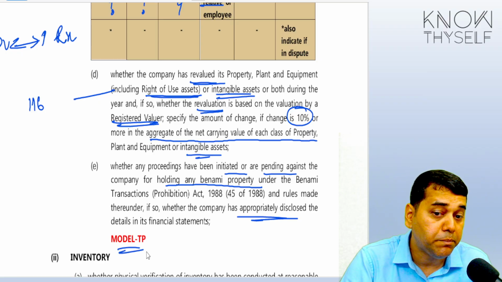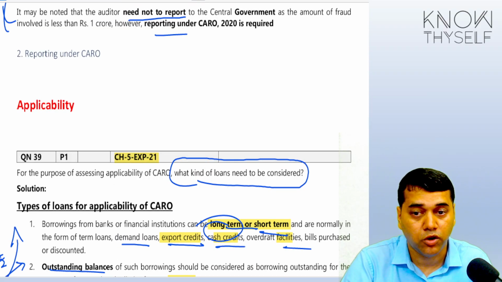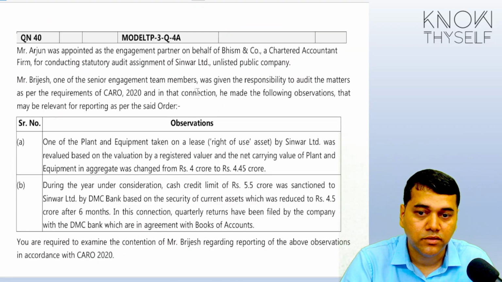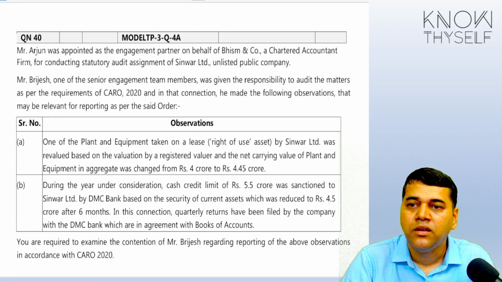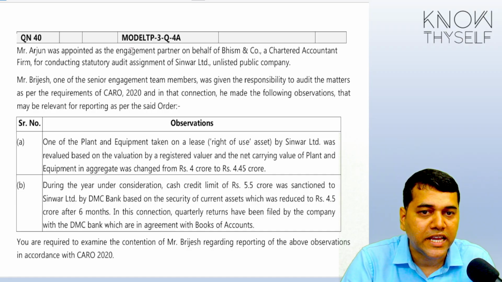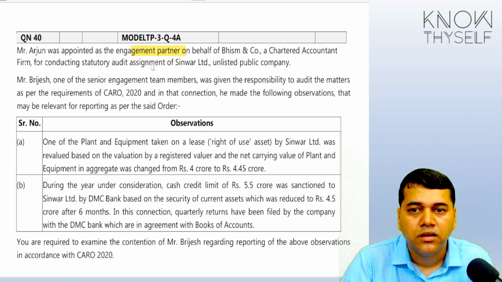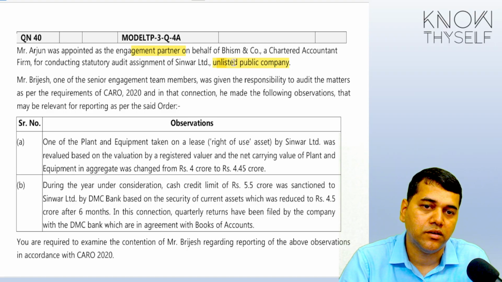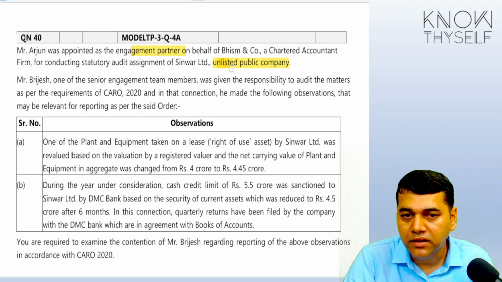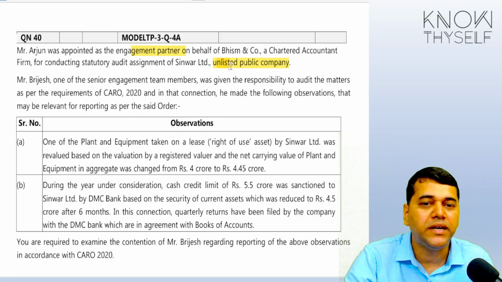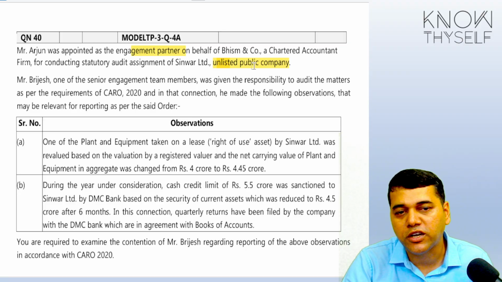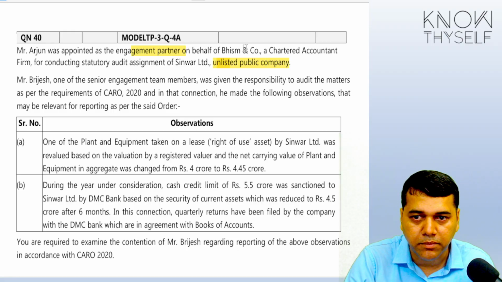Okay, there is one MTP model test paper question on this. Let us see in exam how they will ask you questions. See, beautiful students. Arjun was appointed as an engagement partner for conducting the audit of one unlisted public company. Now, for them, CARO is applicable. Yes, because every company is applicable except those companies. Unlisted public company, so it's not even a private company. So CARO is by default applicable.